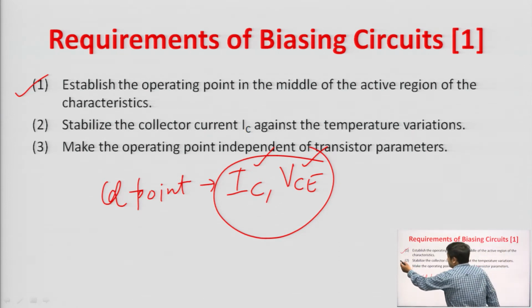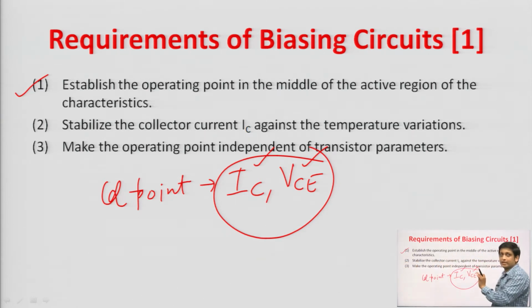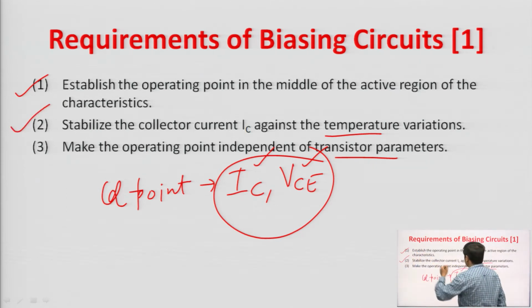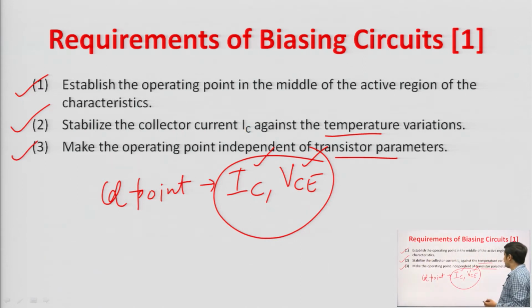And obviously, once the Q point is set in the middle of the active region, then that Q point should not be shifted away from the middle of the active region if your temperature varies, if your transistor parameter varies. So, we need to stabilize the collector current against the temperature variation. We have to make the operating point independent of the transistor parameter like beta. So, if beta varies slightly, then your operating point should not shift.